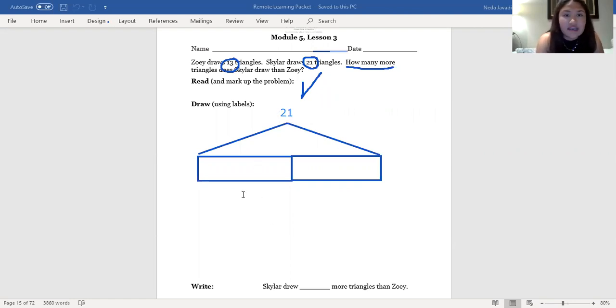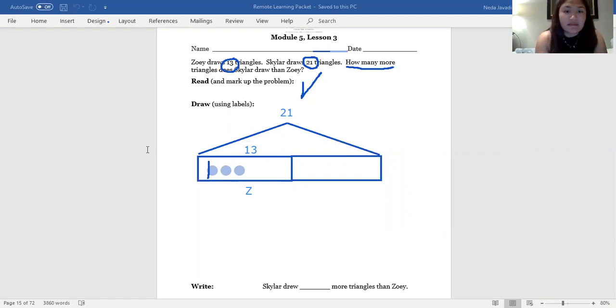Cool. Now I can fill in my tape diagram with Zoe's 13 triangles. I'm going to draw 1 10-stick and 3 ones. 1, 2, 3, and I'm going to label it on top 13, and on the bottom I'm going to label it Z for Zoe. Great. Now looking at my tape diagram, I see that I have the total and one of my parts. That means I'm missing the other part.